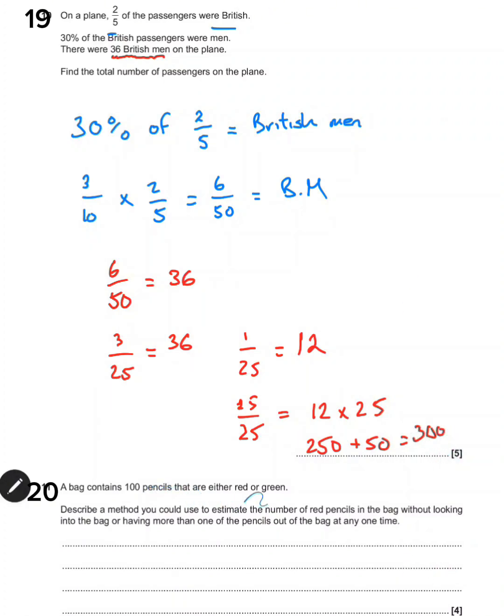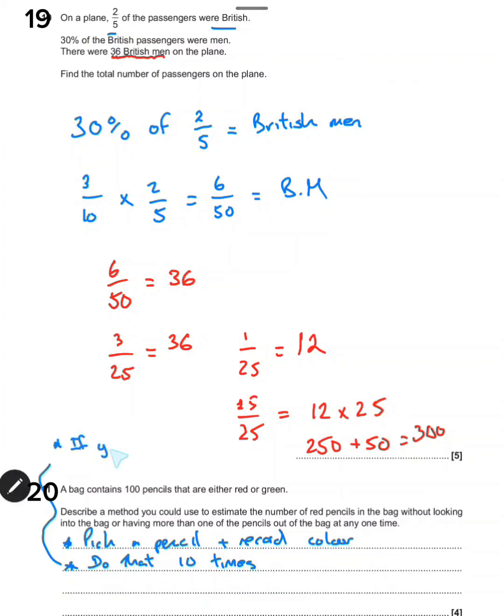And you've got 100 pencils that are either red or green, and it wants a method to estimate the number of pencils without looking and by only picking one pencil at a time. So what you could do is the following. You could pick a pencil and record the colour. You could do that 10 times.